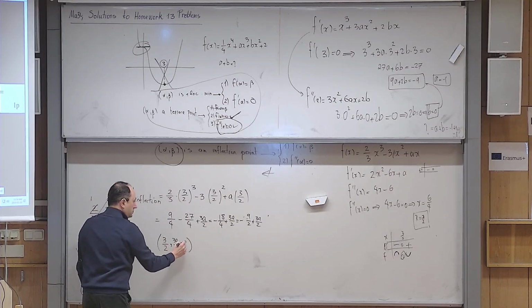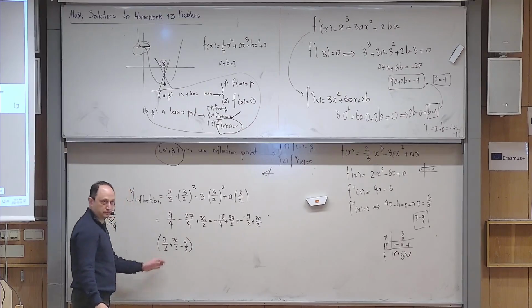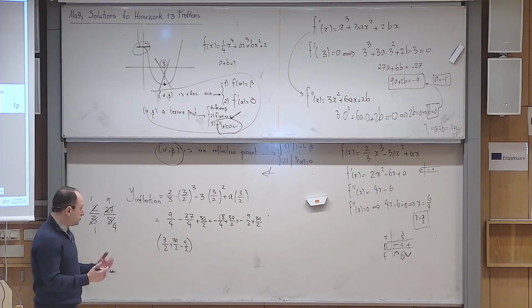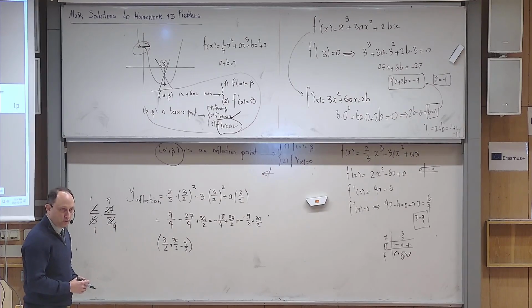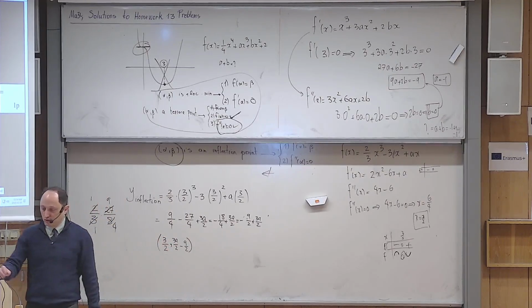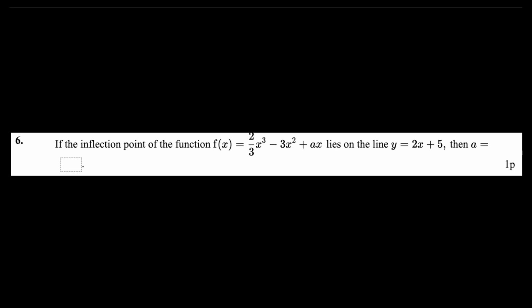3a/2 minus 9/2. Okay? This is your inflection point. Do I really know my inflection point yet? No, because I don't know a. That is why they have given you one piece of information. They are telling you the inflection point is on this line.